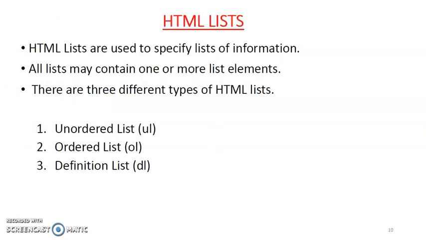Now your next topic is HTML list. Okay, so these lists are used to specify a list of information. It contains one or more list elements, and it has three types, that is unordered, ordered, and definition. Okay, so this is nothing but your HTML list.